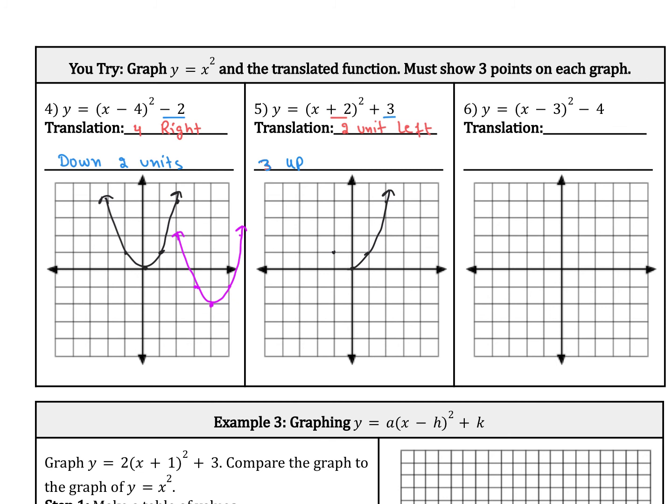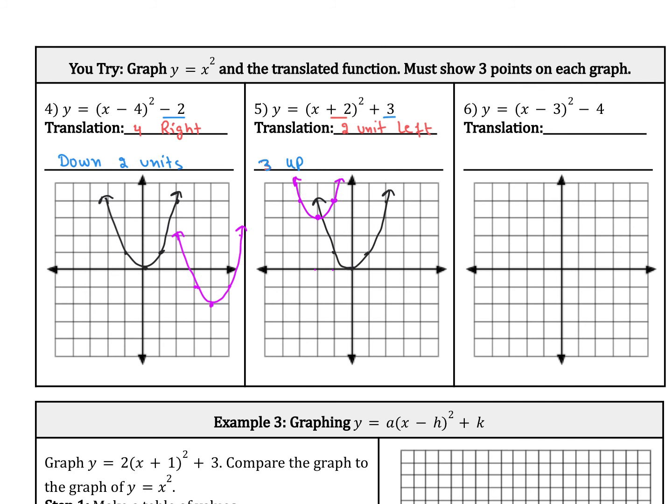You're going to move the new graph 2 units to the left, which is 1, 2, and 3 units up, so this is the point. 1, 1 and 2, 4 is not here, so I'm just going to use these 3 points to get the parabola.